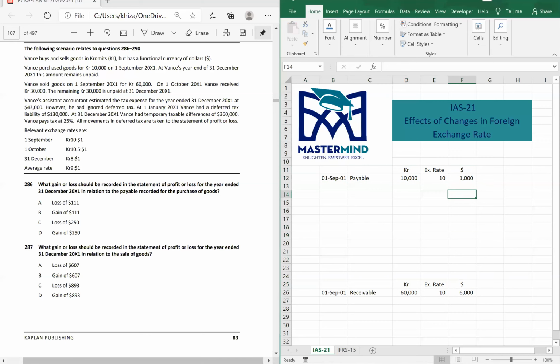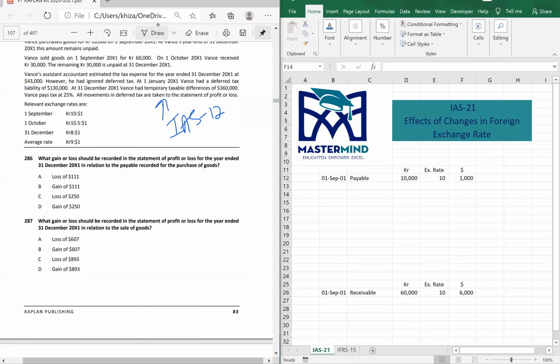Now, the question says we also have the relevant exchange rates. I'm not reading this paragraph because this relates to IAS-12 income taxes, which we'll do later on. What gain or loss should be recorded in the statement of profit or loss for the year ended 31st December 2021 in relation to the payable recorded for the purchase of goods?